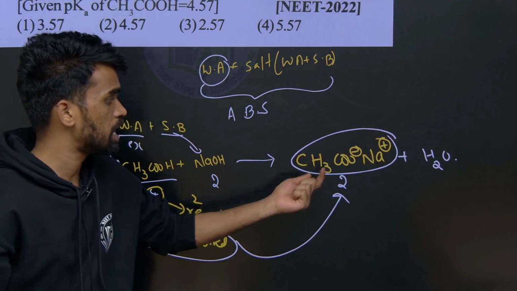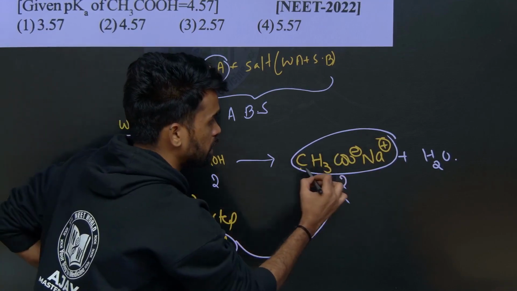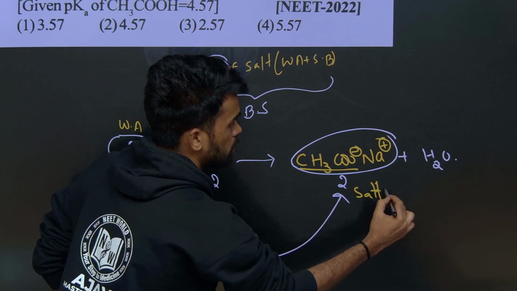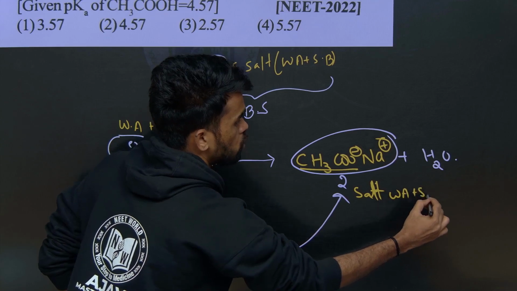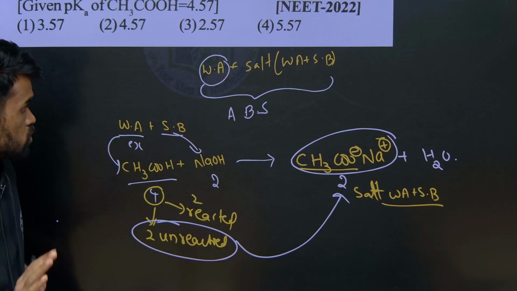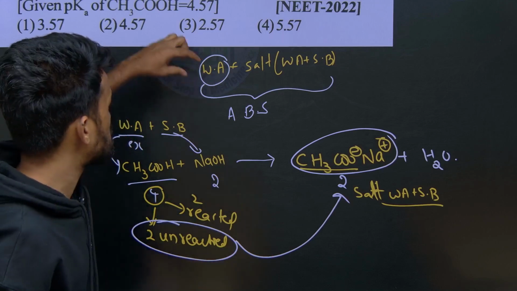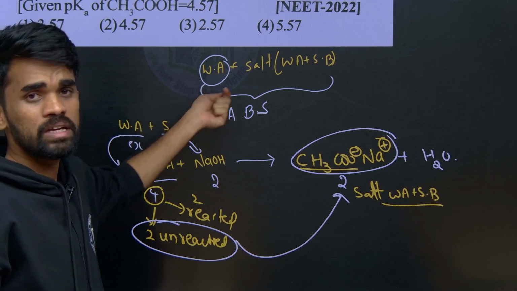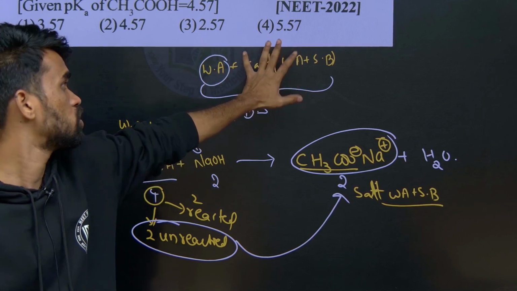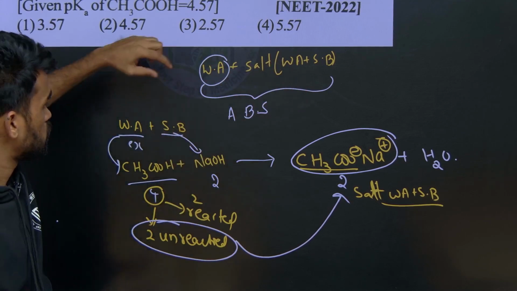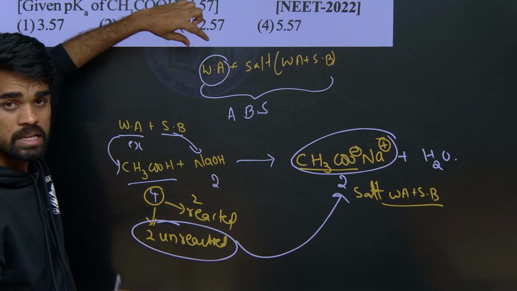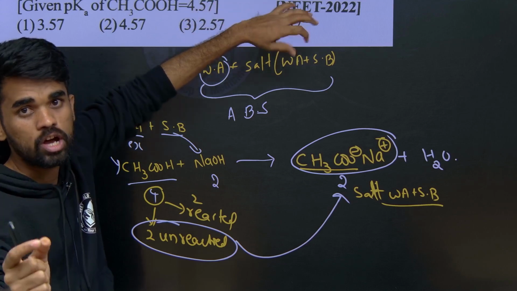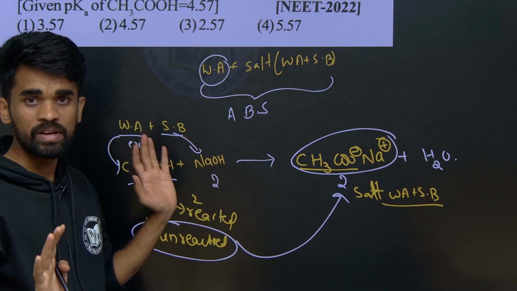This salt is nothing but a salt of weak acid formed from weak acid plus strong base. So this is how you need to understand. So what is a mixture of acidic buffer? It is a salt of weak acid plus strong base, having weak acid along with that salt. I hope it is clear. So once again, an acidic buffer is a combination of weak acid plus salt formed from weak acid and strong base. That is the mixture. So always remember this mixture.